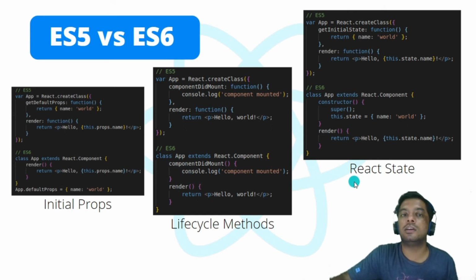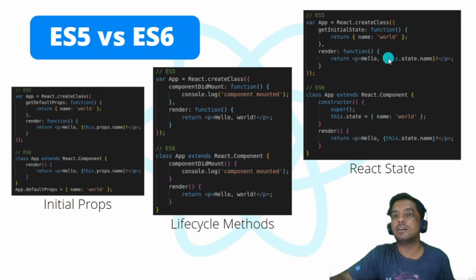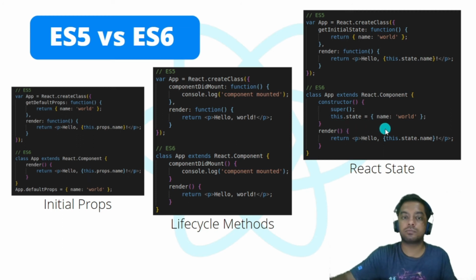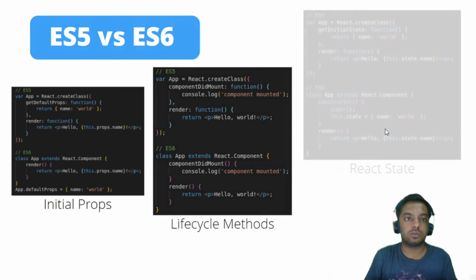Okay. Another difference is in terms of the React state. Initially, we used to make getInitialState and pass a function to that, which would return the initial state. But now we can create a constructor of the class, and inside that constructor, we can create the state using this.state.